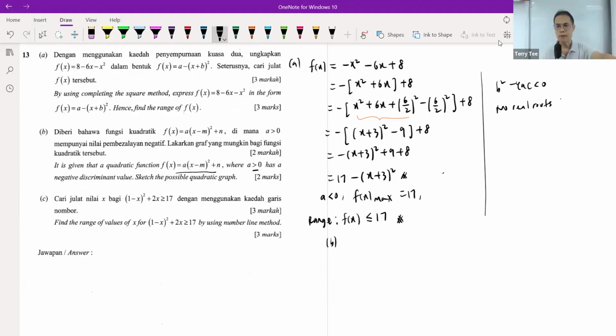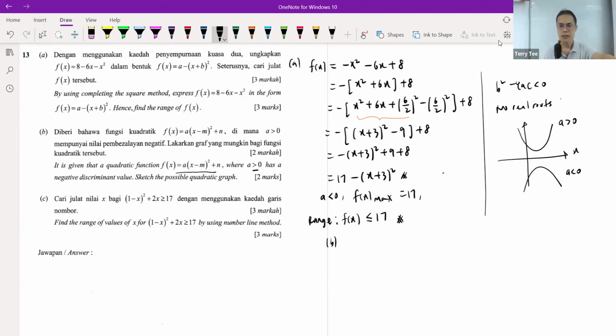If there's no real root, your graph can either be above the x-axis or below the x-axis. It is above the x-axis if your a is more than 0. It's below the x-axis if your a is less than 0. So for both cases, the graph shouldn't meet the x-axis because there's no real root.